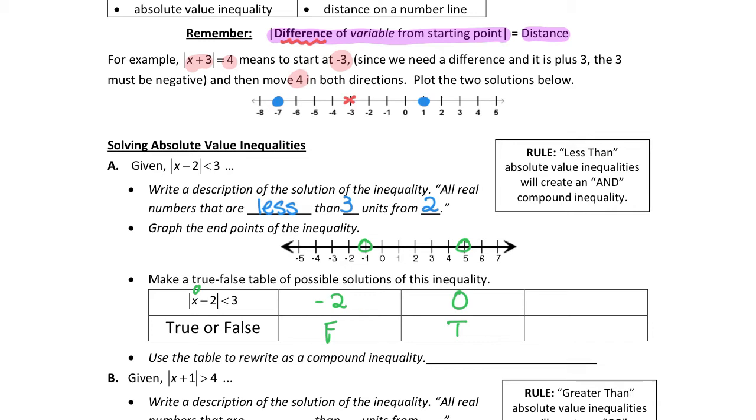And for the final one, I think I'll just pick 6. If I substitute 6 in here, I get 6 minus 2 is 4. 4 is not less than 3, so that would make a false statement.